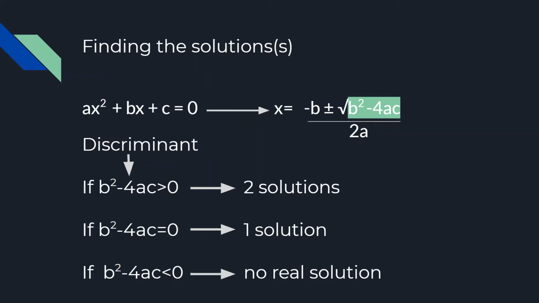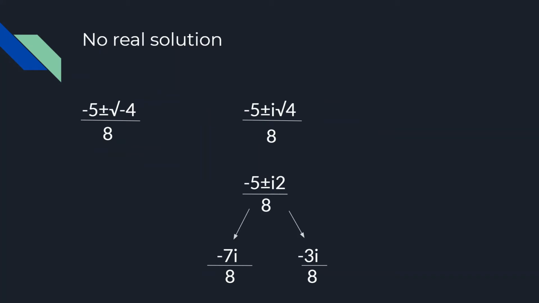But there still can be an answer, and the way we do this is with imaginary numbers. Let's say we have, for example, negative 5 plus or minus the square root of negative 4, divided by 8. But you can't square root negative 4. So how do we do this? We use the imaginary number, or i. And what i does is it just eliminates the negative and lets you continue solving. But you have to remember that i has to be there, because you can't just have no i and then have a completely unrealistic or unsolvable answer.